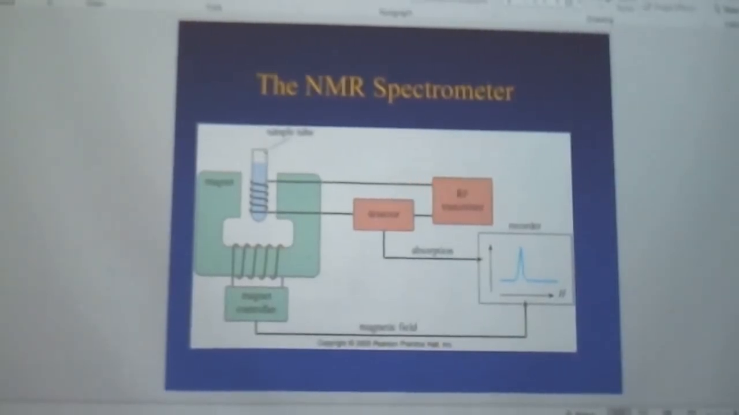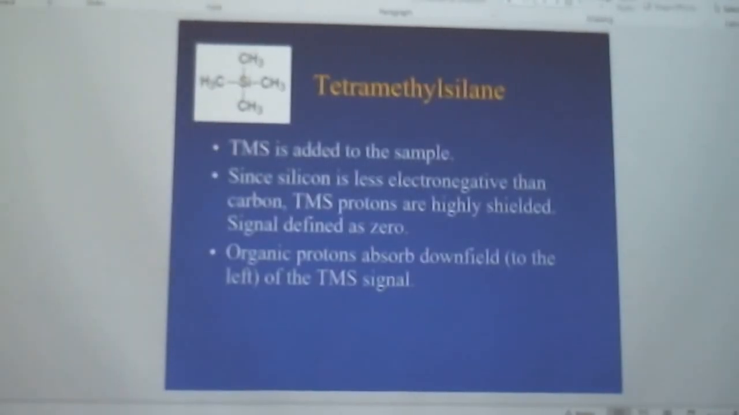so this is just showing you an NMR. I drop my sample inside the big magnet. I irradiate with a radio frequency. My sample absorbs at certain specific frequencies, which is detected by a detector, and I end up with a spectrum at the end of the day. Okay, now, let me show you an NMR.